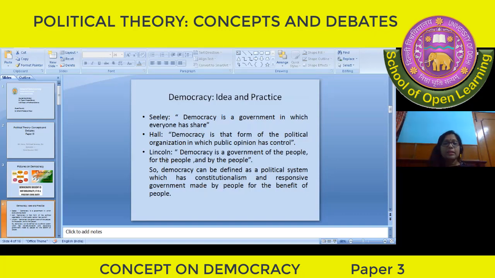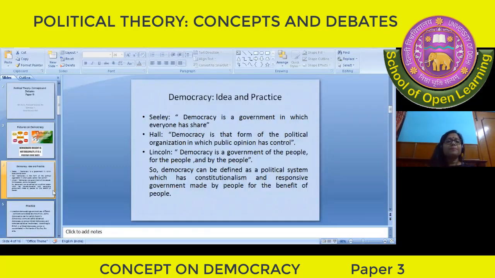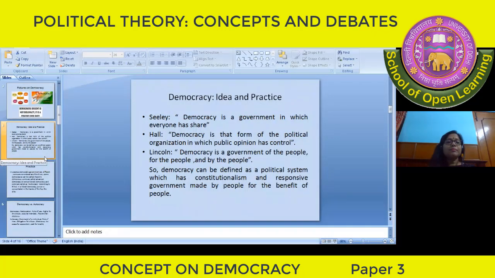Many people define this as a way of life. Sometimes some people say Indian people do not have a democratic lifestyle. That says that democracy is not only an idea of government or a government mechanism. It is also an idea which should be practiced in day-to-day activity and family life.